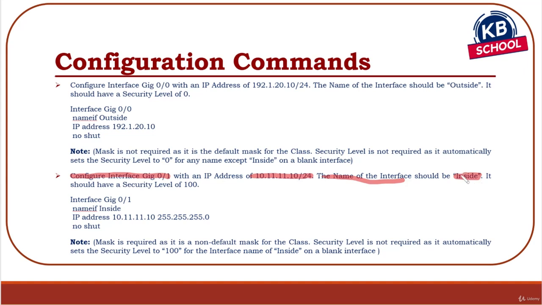These are the two common names of the interfaces that you'll see a lot in the industry. Outside for the internet-facing interface, inside for the corporate interface or the inside interface. It should have a security level of 100. Again, you notice that I put the name if inside. IP address, I did put the mask over here because it's not using the default mask. I did not use the security level again because I'm using the word inside.